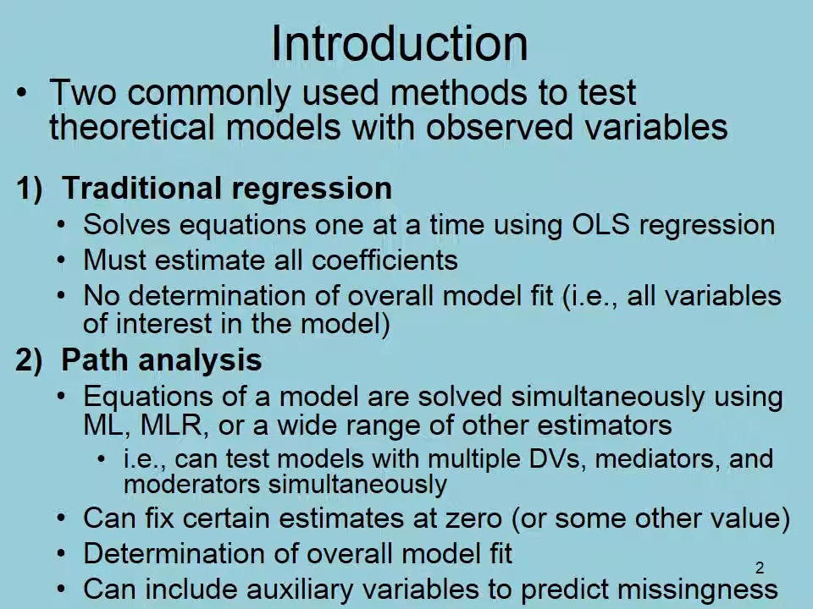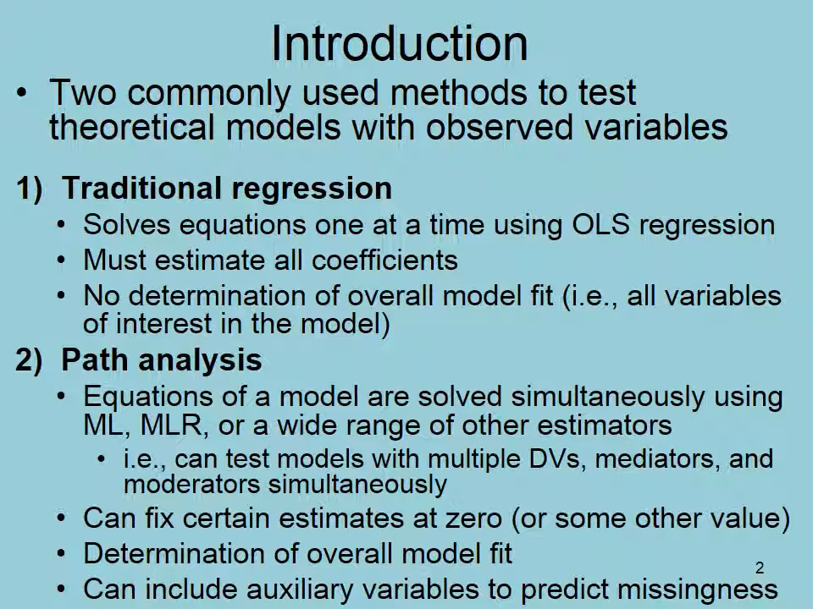The limitation here is that you have to estimate all parameters in the model. Unlike path analysis, where you can actually fix things at zero, for full and partial mediation effects, for example, you have to estimate all paths. The next limitation is you have no model of overall fit. The reason for that is you've estimated every parameter possible, so your model is saturated. Your only true measure of model fit is your R-squared statistic.